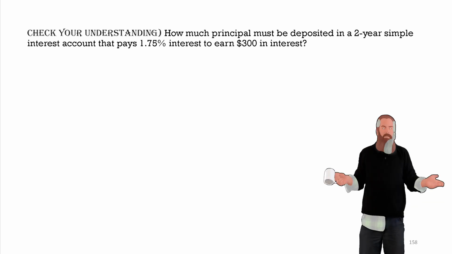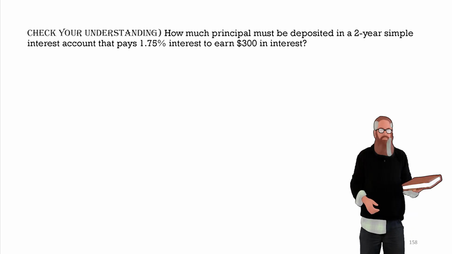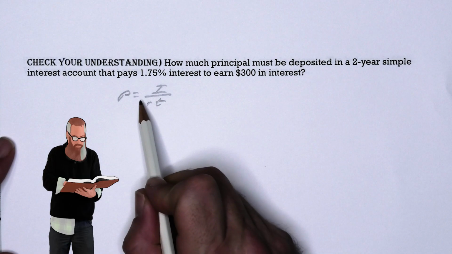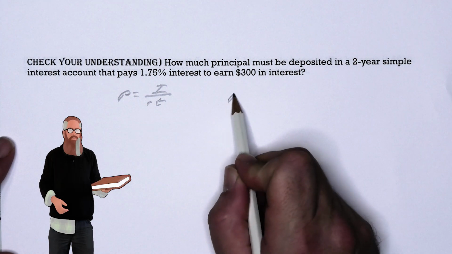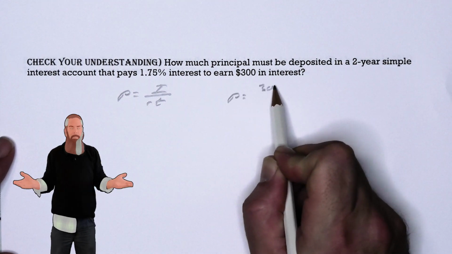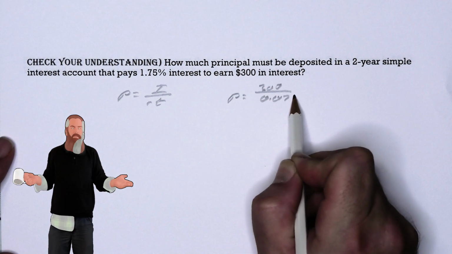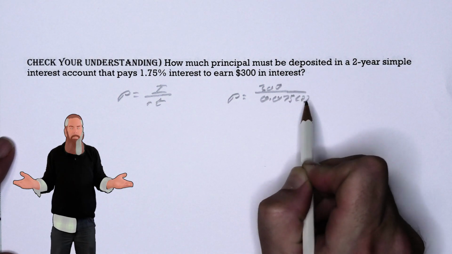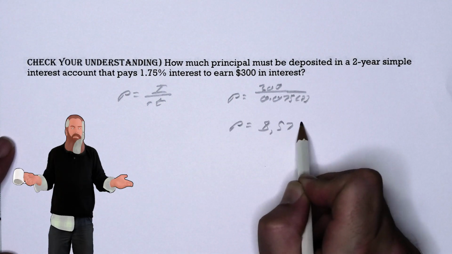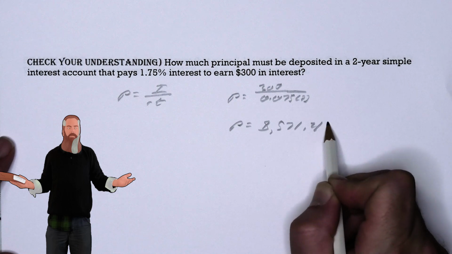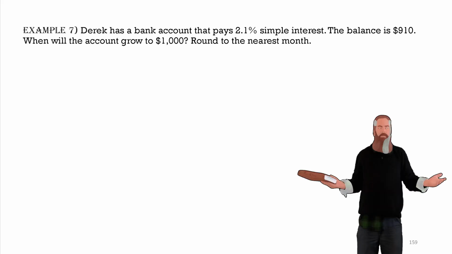Let's check our understanding of this and see how much principal must be deposited in a 2-year simple interest account that pays 1.75% with an interest earned of $300. Now, we already know that the principal is equal to the interest divided by the rate times time. So P would be equal to 300 divided by 0.0175 times 2. This is going to give us $8,571.43.